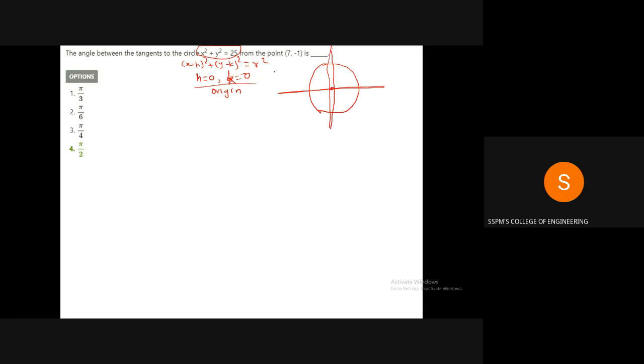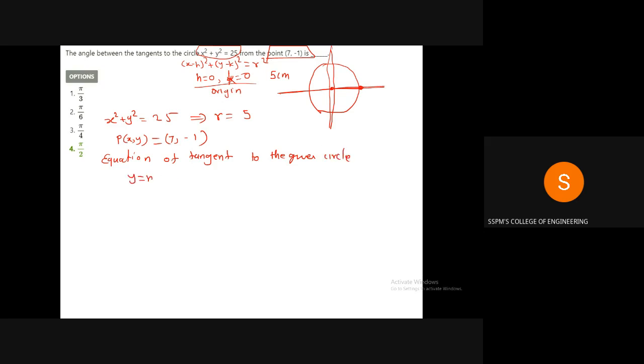And the radius is equal to 5 centimeter. One point is given, and we have to find the angle between the tangents to the circle. What is the equation of the circle? The equation of the circle is x square plus y square is equal to 25, which implies that r is equal to 5. The point (x, y) is 7 comma minus 1. So we know that the equation of a tangent to the circle is given by y is equal to mx plus minus r root 1 plus m square. So this is the standard equation of a tangent to the given circle.